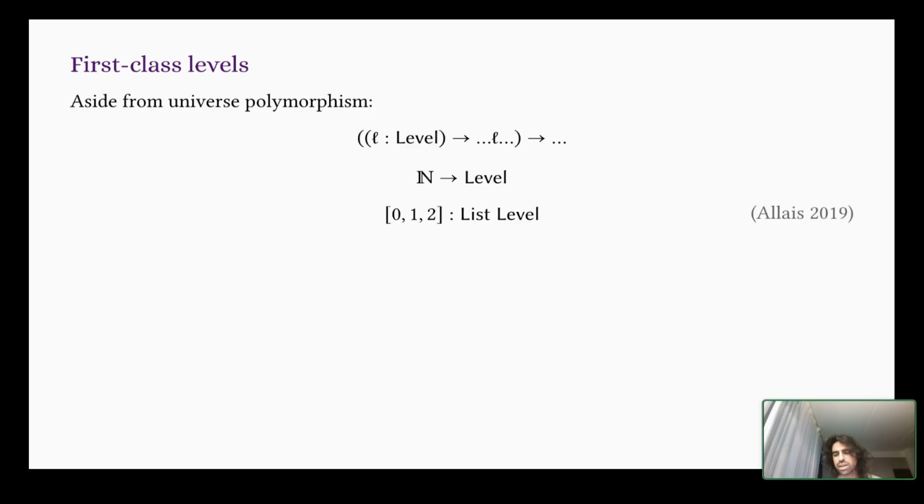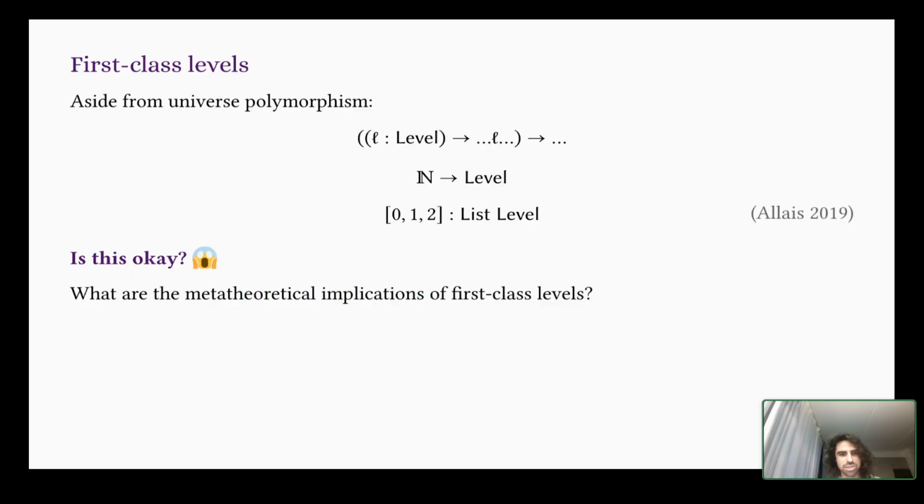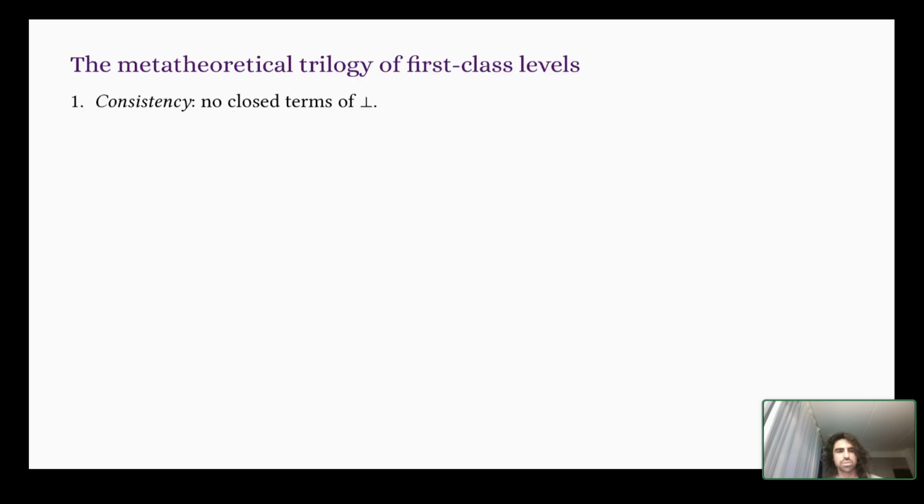So one reasonable question to ask is, well, is this okay? A more technical version of that question is, what are the meta-theoretical implications of first-class levels? To make this even more precise, there are three big semantic properties of type theory that we care about from three different perspectives. One of them is consistency, that I've already mentioned. This makes sense from the perspective of logic.